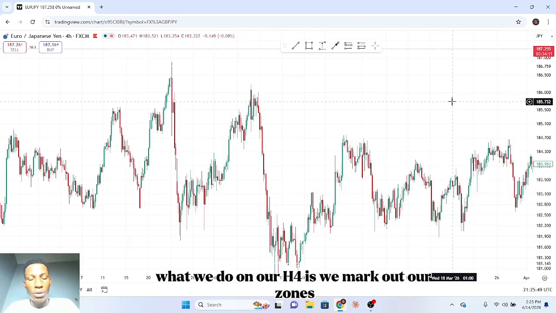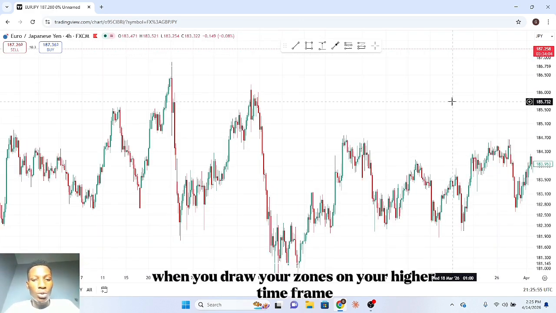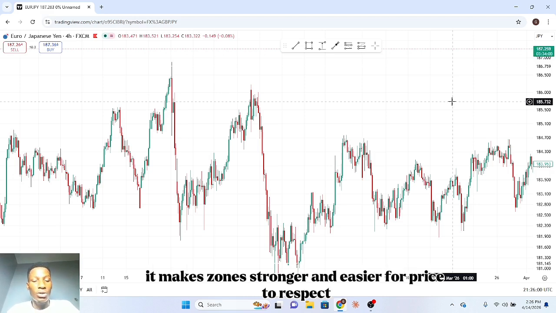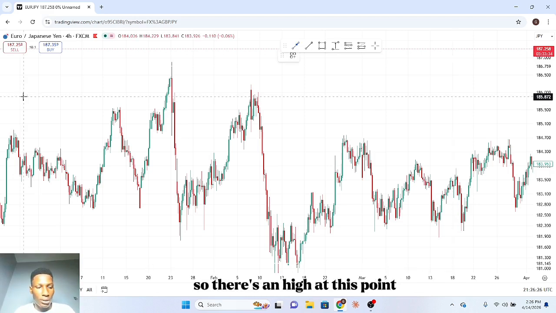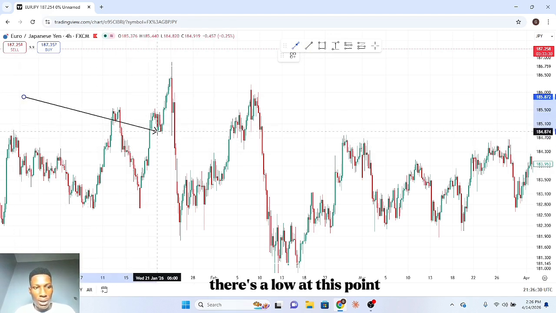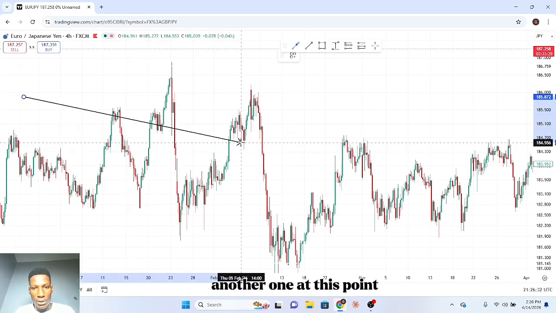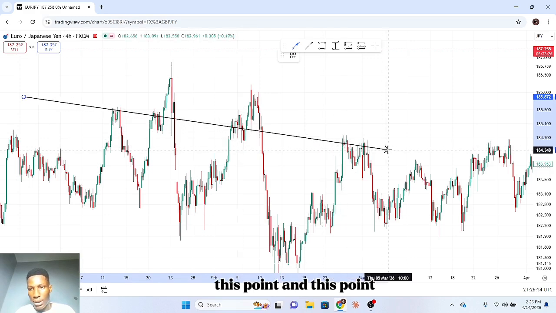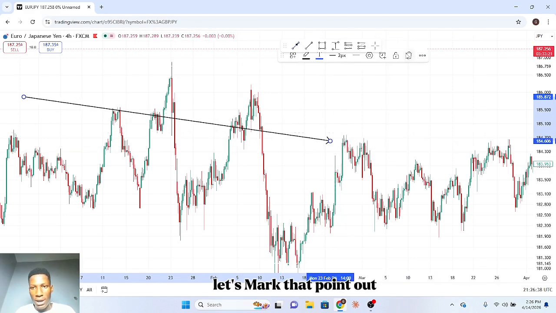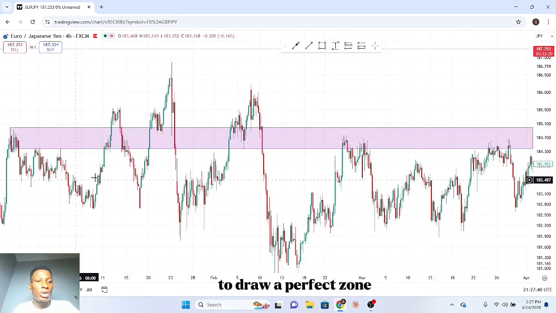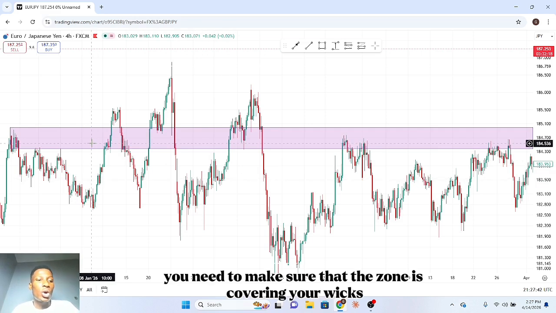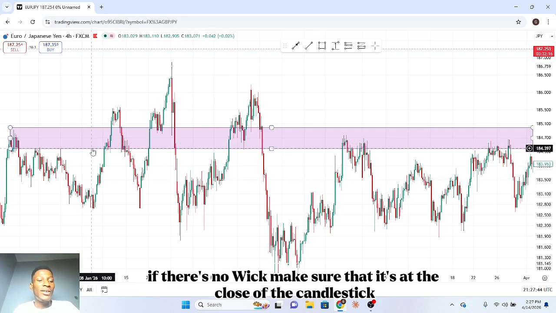What we do on H4 is we try to mark out our zones, trend line, or whatever strategy you are trading. When you draw your zones on your higher time frame, it makes zones stronger and easier for price to respect than when you draw it on a lower time frame. So there's a high at this point, there's a low at this point, another one at this point, and this point. Let's mark that point out. To draw a perfect zone, you need to make sure that this zone is covering your wicks. If there is no wick, make sure that it's at the close of the candlestick.